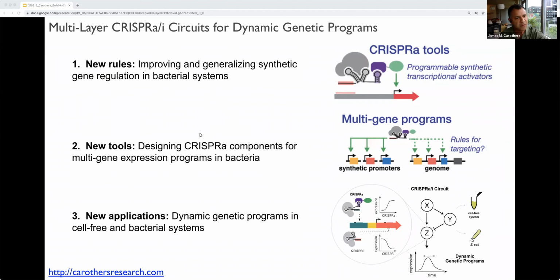And so what I'm going to do today in this presentation is describe some of our most recent results and outline some strategies for integrating CRISPR activation with CRISPR inhibition to create new capabilities for building multi-gene and dynamic genetic control programs for both cell-free and bacterial systems.